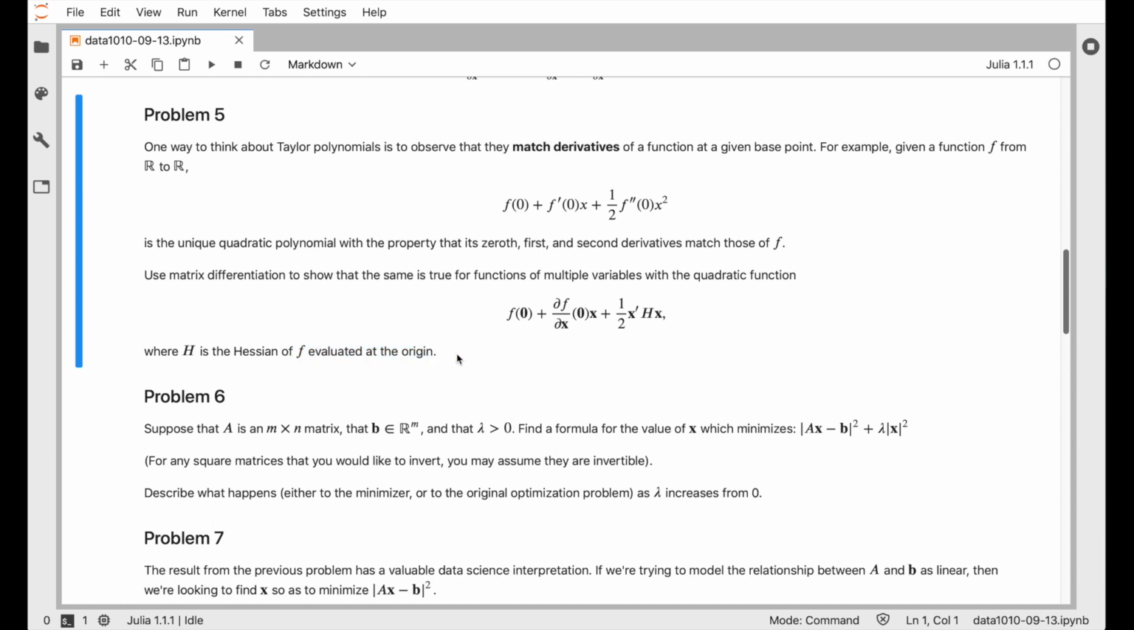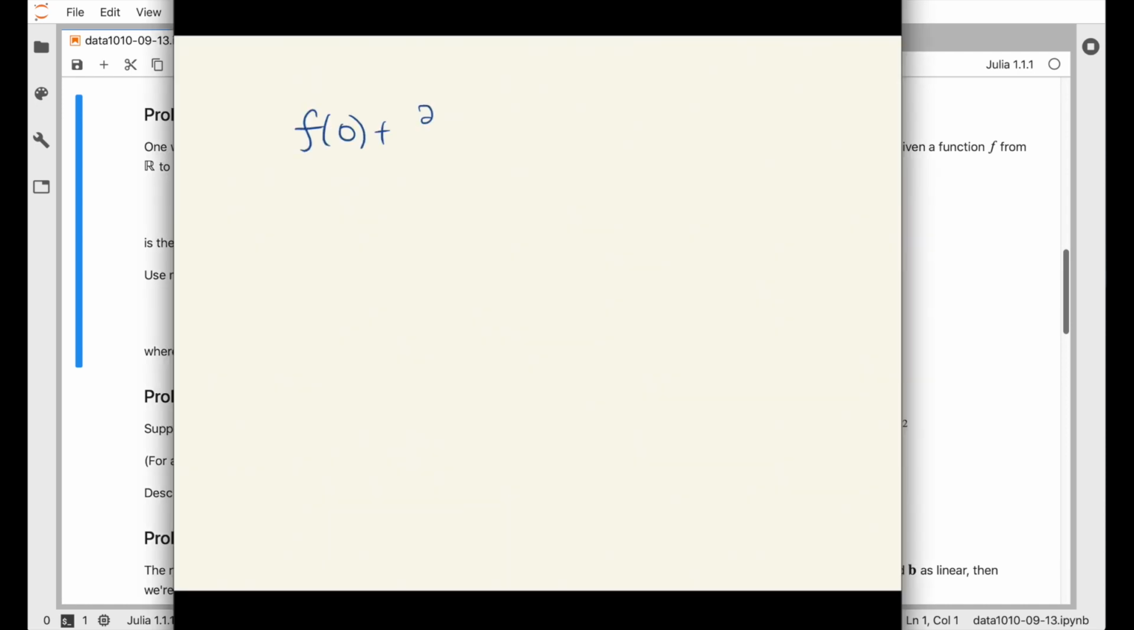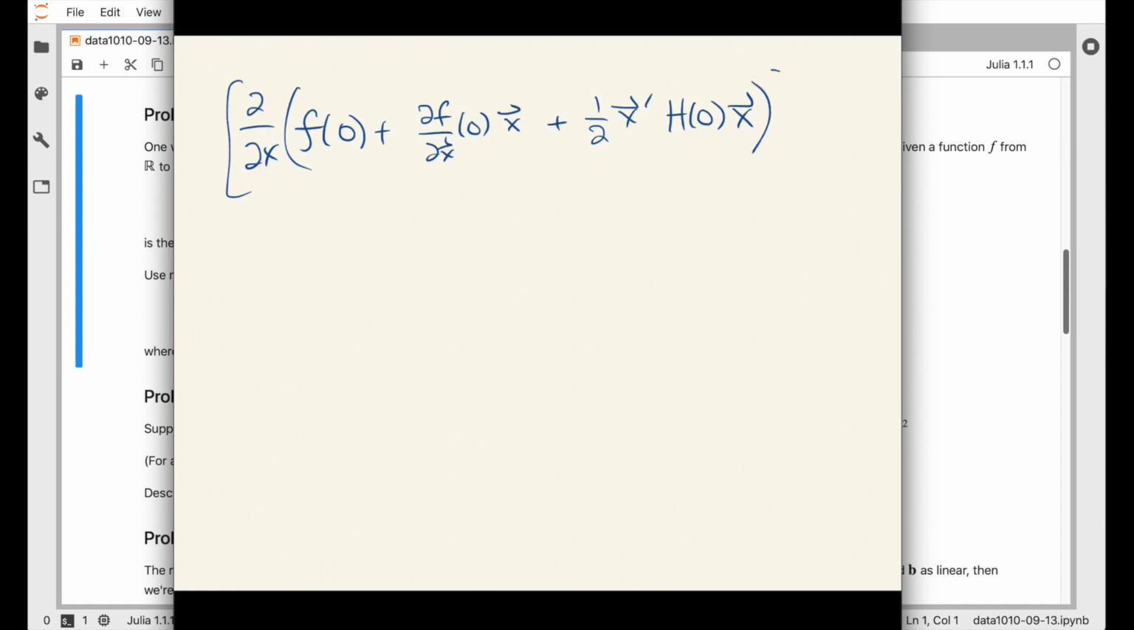So the point here is that we want to show that if we differentiate this expression twice, we get the same derivatives as if we differentiated the function f twice. So again, we want to take the Hessian of this whole expression. So we want to differentiate it with respect to x, and then transpose the result and differentiate it with respect to x again. And hopefully we'll come out with H as our answer, because the Hessian of f at the origin is H, and we want the derivative of this thing to match up with that.